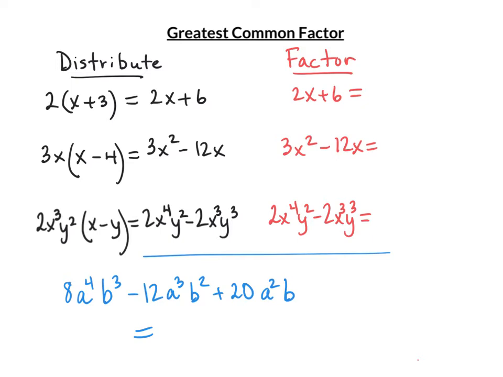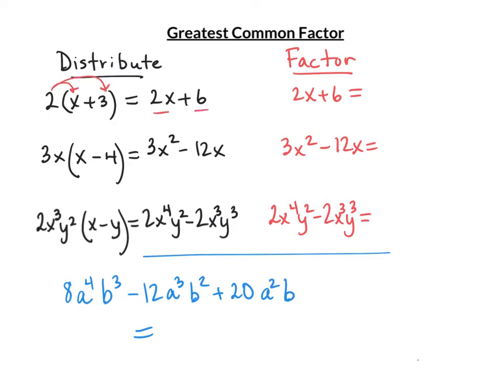The first kind of factoring you look for is a greatest common factor. A greatest common factor is basically using the distributive property in reverse. You're undistributing. Take a look at this first distributive question. I'm taking 2 times x plus 3. 2 times x is 2x. 2 times 3 is 6.